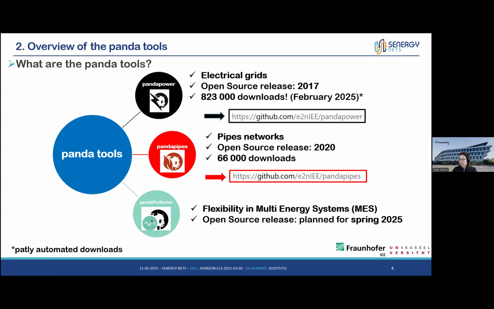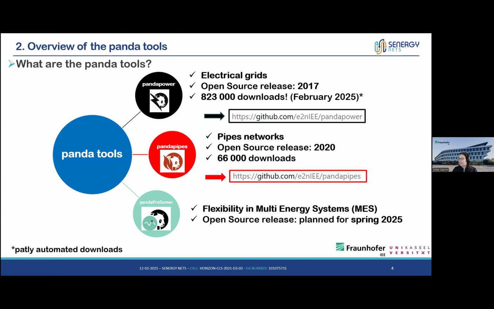So first of all, what are these Panda tools? Mainly for Pandapower, we are developing modeling environments and tools for electrical grids. It's open source software, as for the three Panda tools, and it was released in 2017. So far now in February 2025, there are 823,000 downloads. Here we should also mention that it's partly automated downloads.